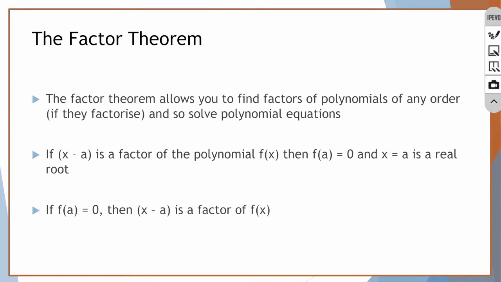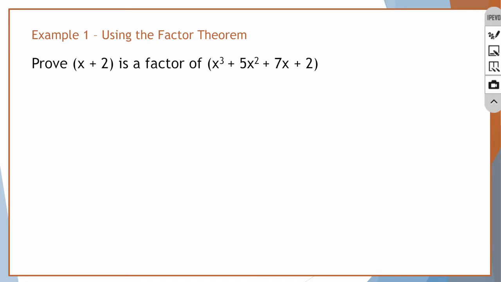So what is the factor theorem? The factor theorem allows us to find factors of a polynomial of any order and so solve the polynomial equation. So in short, that means if x minus a is a factor of the polynomial f of x, then f of a equals 0 and x equals a is a real root. I know this sounds a bit confusing, but it'll become a lot more clear when we start going through our first example. So example 1.